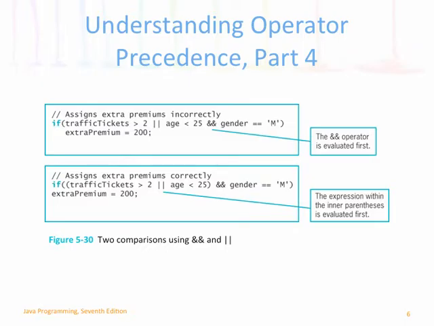Again, it depends on the logic. If you're assigning extra premiums for men who are either less than 25 or they have greater than 2 traffic tickets, you do need the extra set of parentheses.